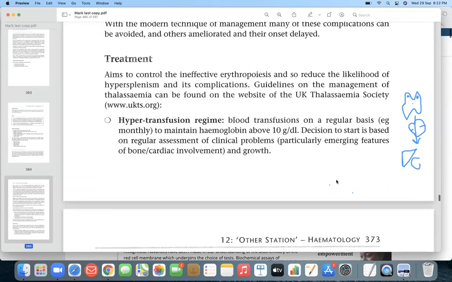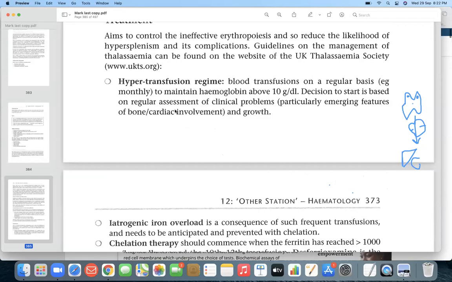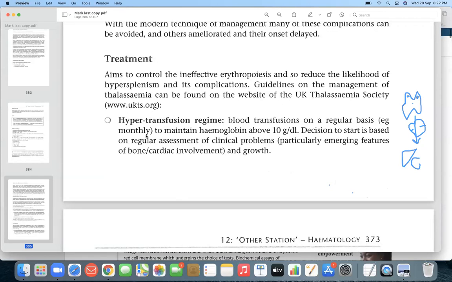So what is the treatment? How do you treat? It aims to control the ineffective erythropoiesis and so reduce the likelihood of hypersplenism. So you have to control this ineffective erythropoiesis and reduce hypersplenism and its complications. Next, we can go and check the UK Thalassemia Society. If you check, especially for treatment and management, the recent things will be uploaded, just like how we checked in patient info just now before this.